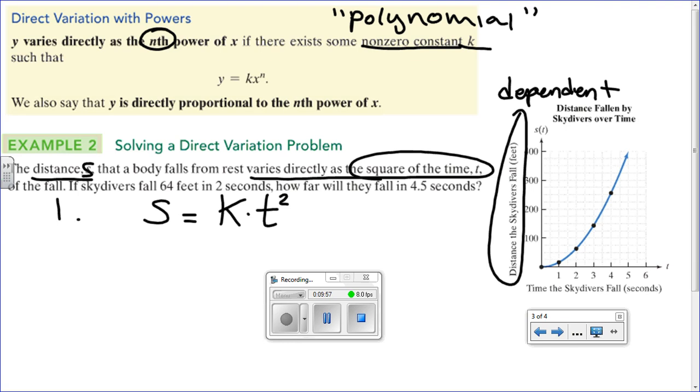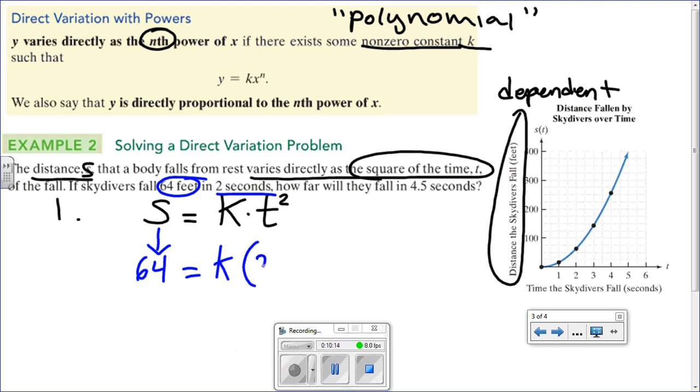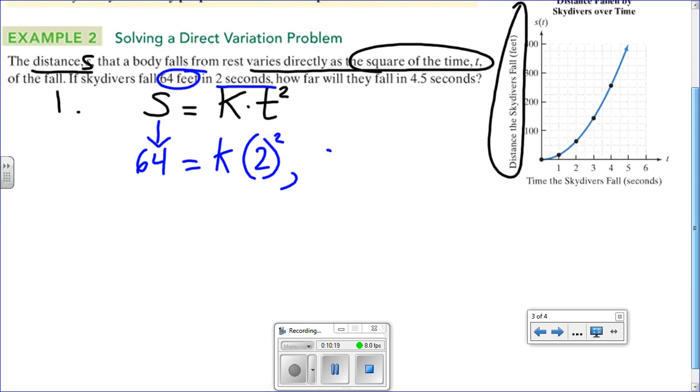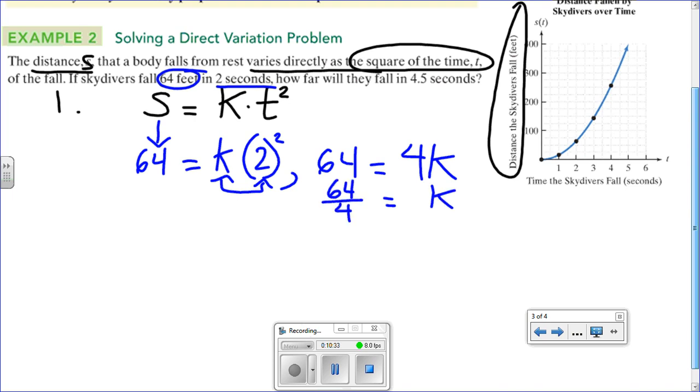So step number 2, we have to use the given information. And the given information here, we have that if a skydiver falls 64 feet in 2 seconds, so we change this to 64. We're still looking for k. We know time is 2, but we have to square it. So this is 64 is equal to 4k, right? 2 squared is 4. And the order doesn't matter because multiplication is commutative. So here to solve for k, it will be 64 divided by 4. So we get that k is 16.